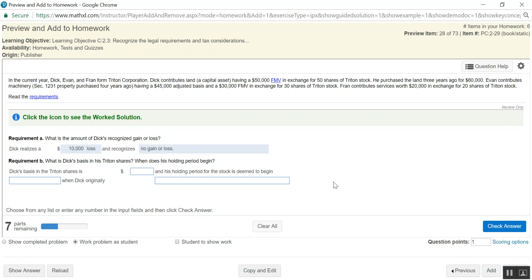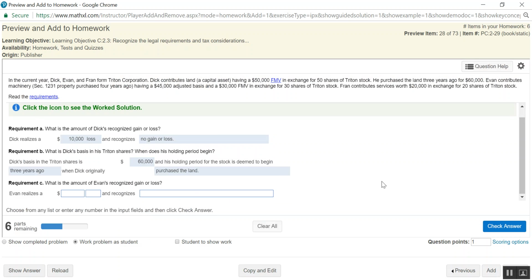Next, we need to determine Dick's basis in his Triton shares. And the basis in the shares is going to be the same as the basis in the land. He gets a substituted basis in the shares of the corporation equal to his basis in the land that he gave up. So his basis is going to be $60,000. His holding period is going to be a carryover holding period as well. He bought the land 3 years ago, so his holding period is going to be 3 years.